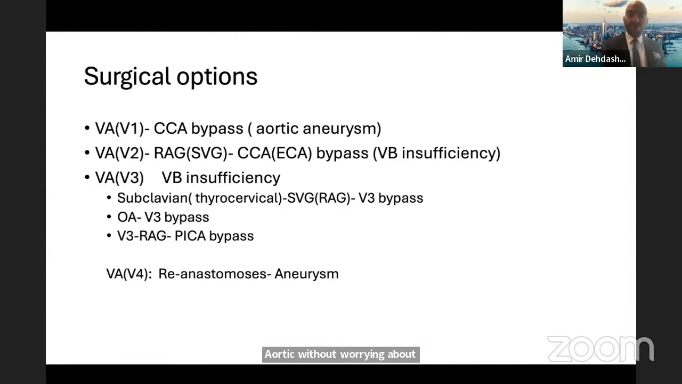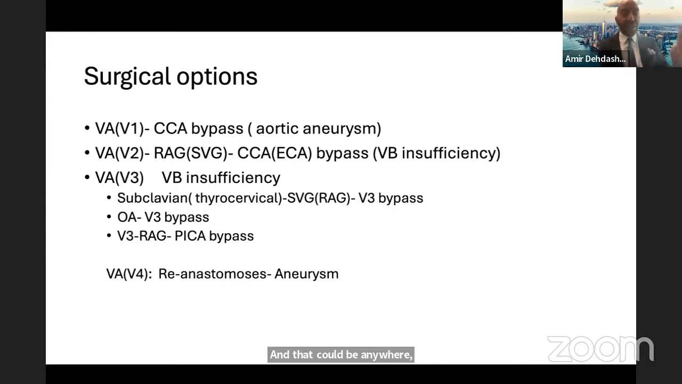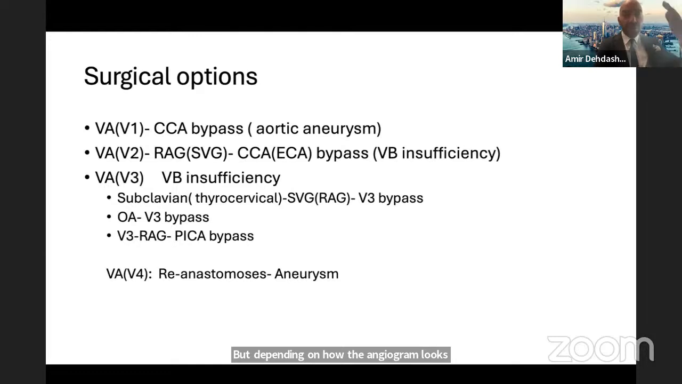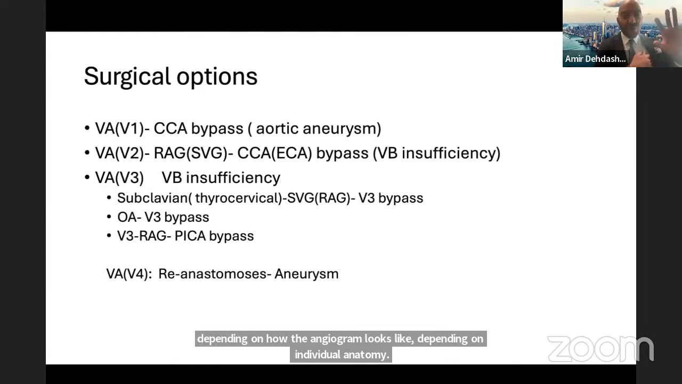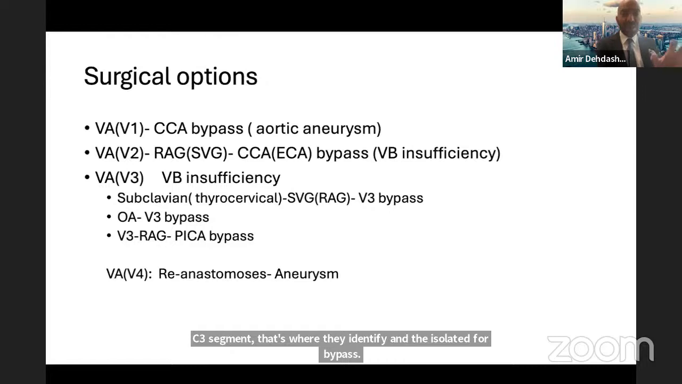V2 is the more common area where the neurosurgeon gets involved, and that's the area that can be used for vertebral insufficiency. It could be anywhere in the V2 segment, which is from the transverse foramen C6 all the way to C1. Depending on how the angiogram looks and on individual anatomy, I have usually used V2 in the C1, C2, C3 segment. That's where we identify and isolate for bypass, and then you can use a radial artery or saphenous vein graft.